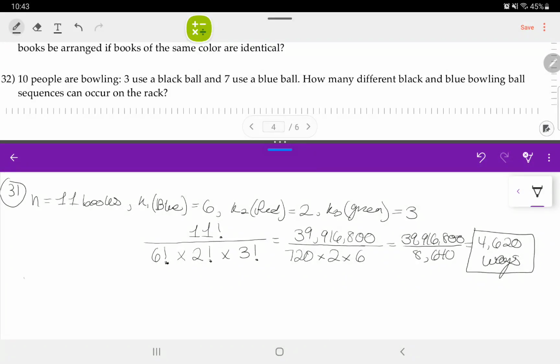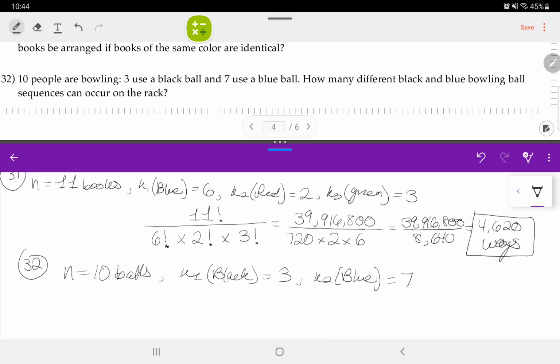Now, same process. There are 10 balls in total, so n is going to equal 10. K1 will be the number of black balls, and there are 3 black balls. K2 will be the number of blue balls, and there are 7 blue bowling balls. So now I'm going to use my permutation formula for non-distinct objects, or you can call it the distinguishable permutation formula.